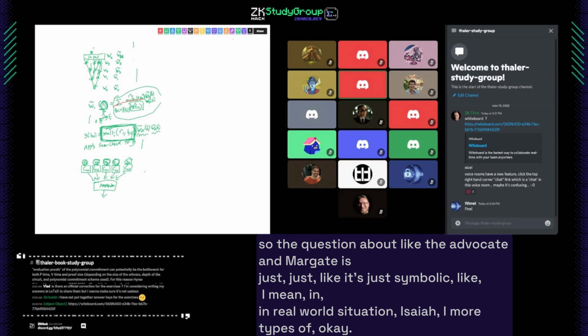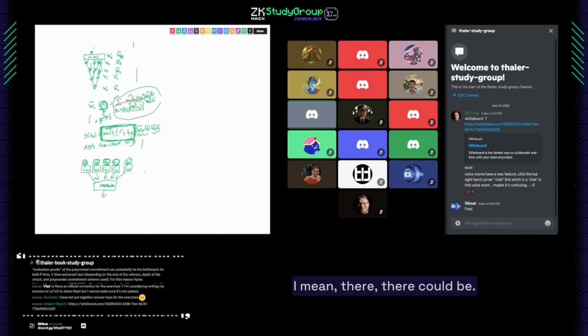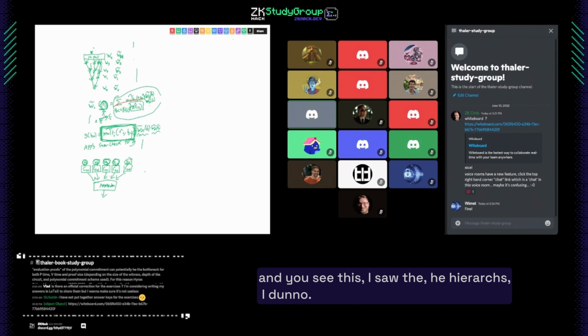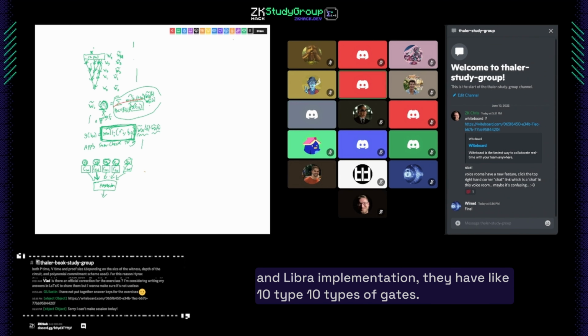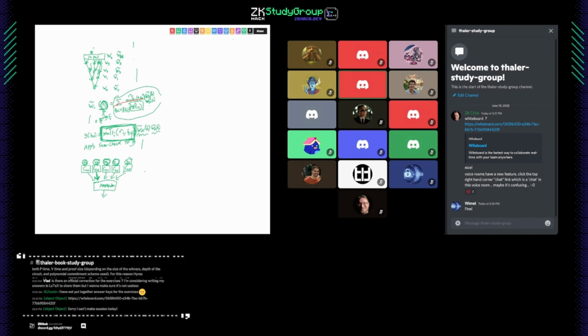So I have a question about the AND gate and MOD gate. Is it just symbolic? I mean, in a real world situation, are there more types of gates? Yeah, I mean there could be, and you see this. I saw in the Hyrax, I don't know, and Libra implementation, they have like 10 types of gates.